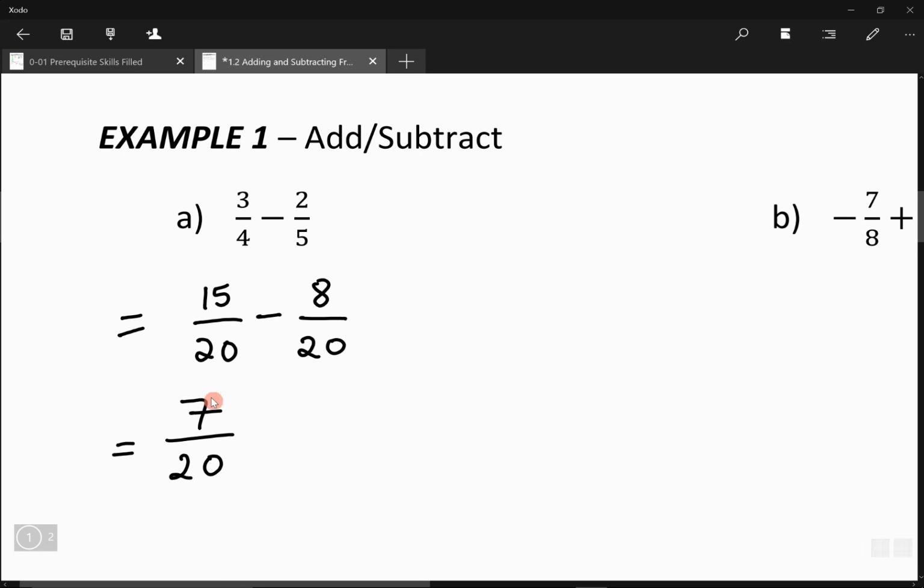Check to see if it's in lowest terms. Can I reduce to 7 anymore? No, this is as low as it can get. Okay, so 7 over 20 is my final answer for this one.